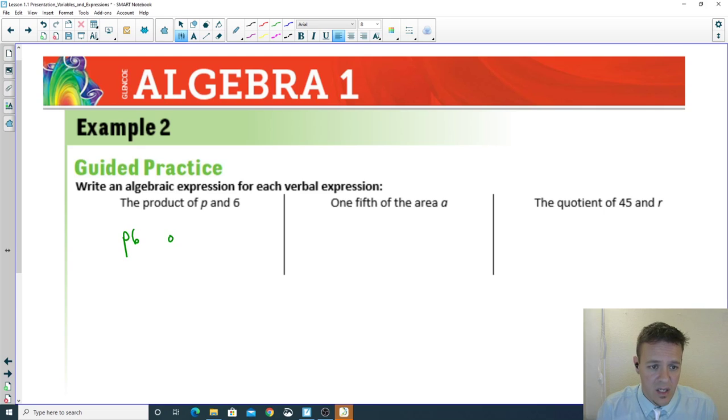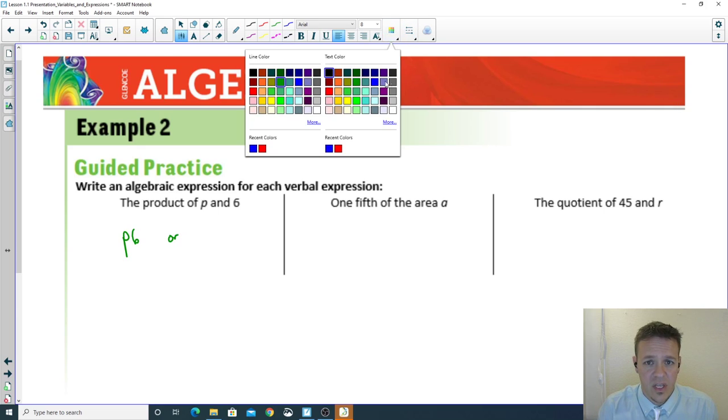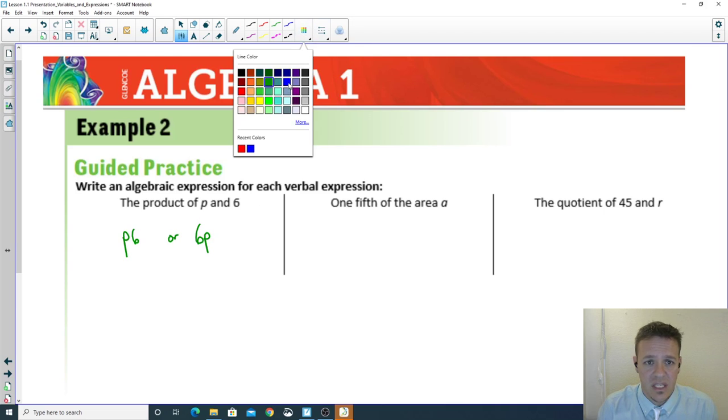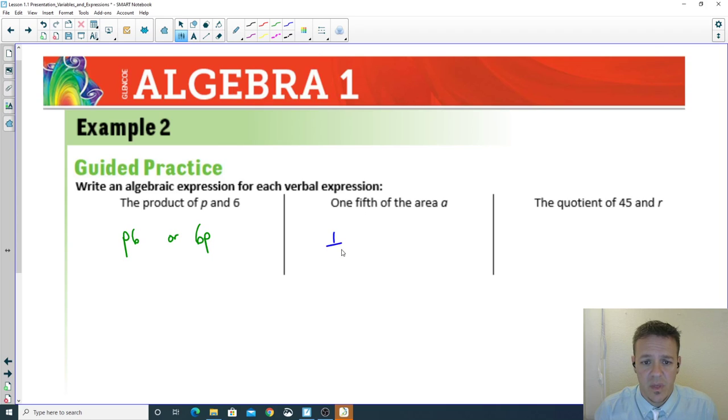But technically, this is also the same thing. Make sure you know that this would be 6P, which is what you are more used to seeing, right? It's not necessarily P6. You're used to seeing the number first and then the variable. They can be interchanged, so please make sure you understand that. This one here would be 1/5 the area A. And lastly, the quotient is dividing 45 divided by R. If you want to write 45 and the little divided sign, you could as well, but make sure those are in the right order. The quotient of 45 and R.